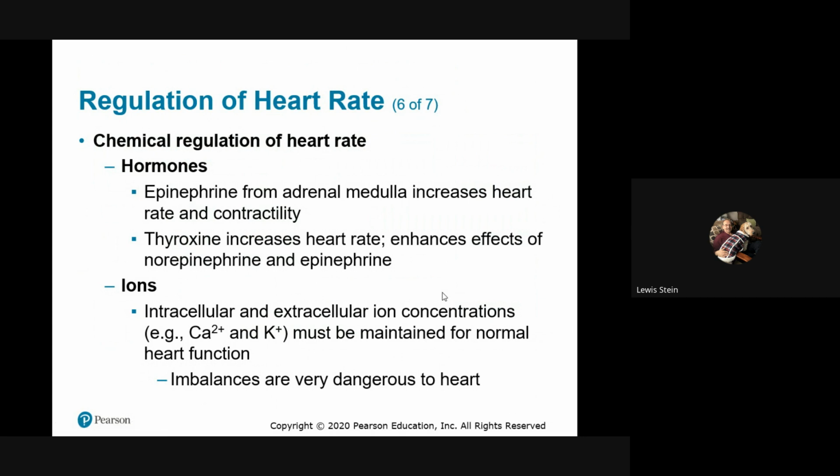Chemical regulation. Hormonally, norepinephrine is directly from the parasympathetics, but epinephrine and norepinephrine both come from the adrenal medulla, fight or flight. Thyroxine, if your thyroid becomes more stimulated, remember, back to endocrine, thyroid plays a role in everything. So it increases heart rate and enhances the effects of norepinephrine and epinephrine. So fight or flight in combination with somebody who's already got an overactive thyroid can have some problems.